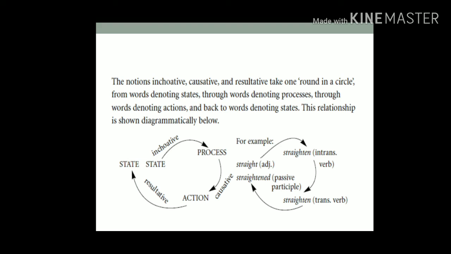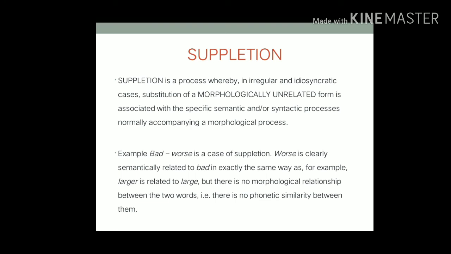Okay, the last one we will learn about is suppletion. So what is suppletion? Suppletion is a process whereby, in irregular and idiosyncratic cases, the substitution of a morphologically unrelated form is associated with a specific semantic and/or syntactic process, normally accompanying a morphological process. The example: bad into worse. In the case of suppletion, worse is clearly semantically related to bad in exactly the same way as, for example, larger is related to large, but there is no morphological relationship between the two words, and there is no phonetic similarity between them.